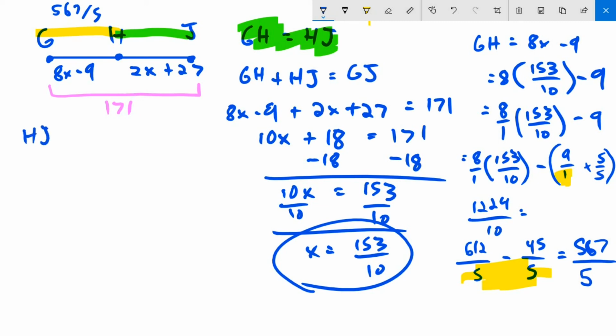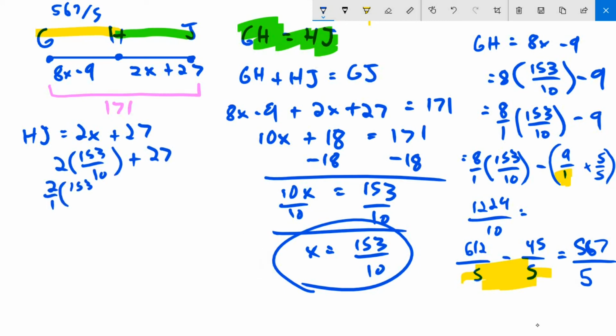Getting tired. Okay, HJ equals 2x plus 27. So let's substitute x. 2 times 153 over 10 plus 27. How do we make 2 a fraction? We're going to stick it over 1. 2 over 1 times 153 over 10 plus, how do we make 27 a fraction? 27 over 1. We just start like that. So let's multiply 153 times 2. That's going to be 306. And then 1 times 10 straight across. That's 10. This is divisible by 2, so we can simplify to 153 over 5.